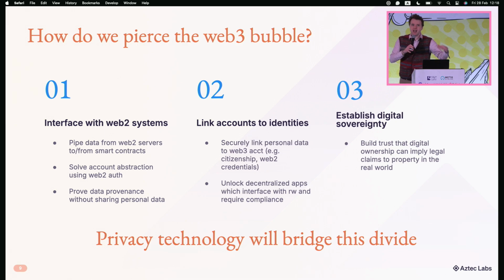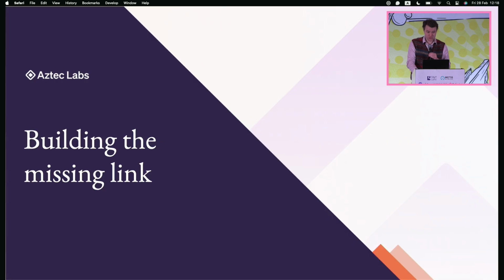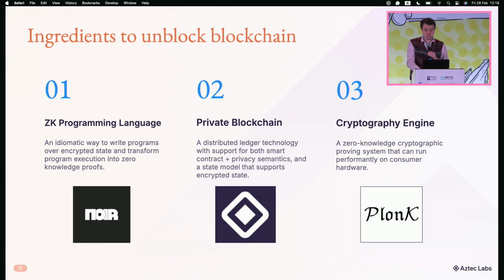And none of this can happen without privacy technology. Because without privacy technology, you cannot put your identity on chain and prove things about it. Without privacy technology, you cannot trustlessly attest to information that's come from Web 2. Without privacy technology, you're stuck. We are stuck in this coins and monkeys equilibrium that I don't think many people are satisfied with. So, how is the missing link built?